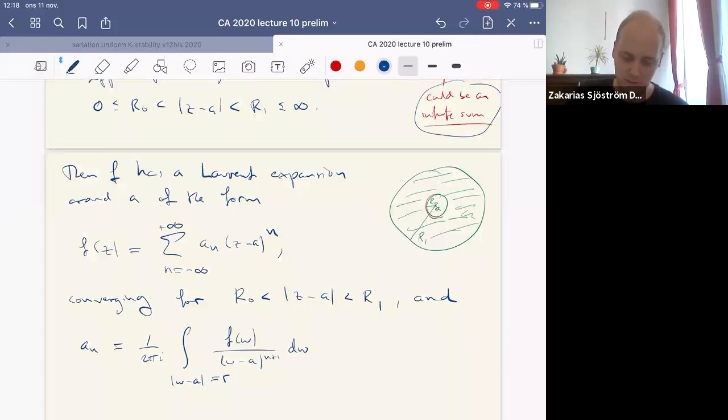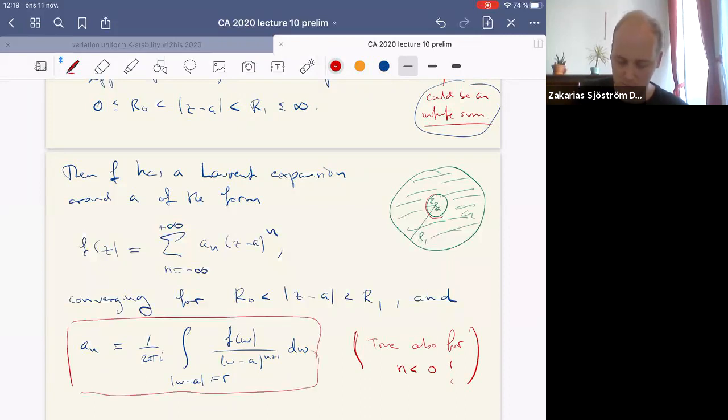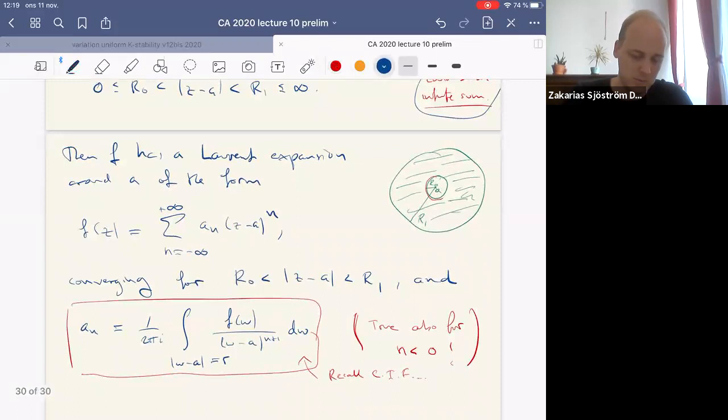Okay, so this is a very familiar formula, right? But note that this is true also for n less than 0. So also for the negative values, this is true. You recall Cauchy's integral formula and its consequences. You got formulas that looked a bit like this, but now I'm saying that this is true also for negative n.